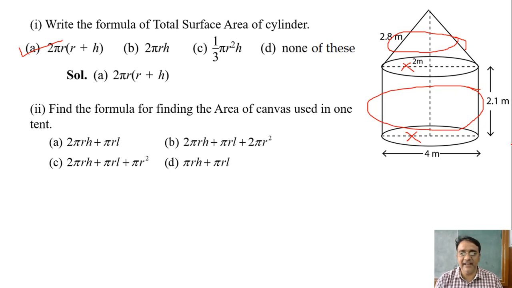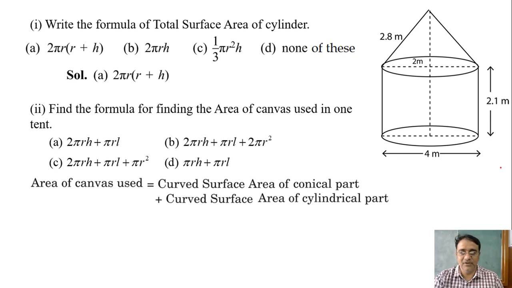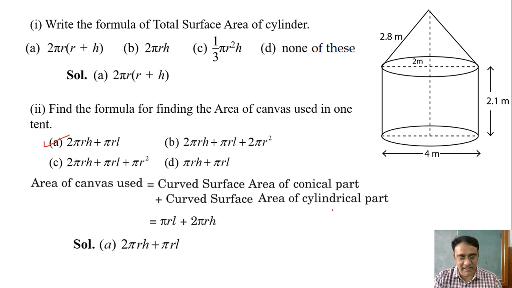So what is the area of canvas used here? 2 pi rh plus pi rl. Curved surface area of cone plus curved surface area of cylinder. So curved surface area of cone is pi rl and curved surface area of cylindrical part is 2 pi rh. So the correct option here is option A, right? Now the third question.